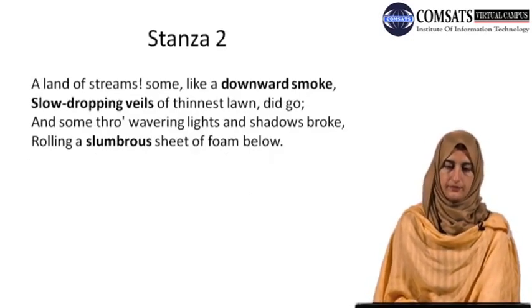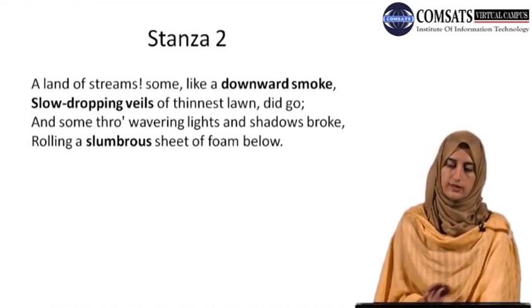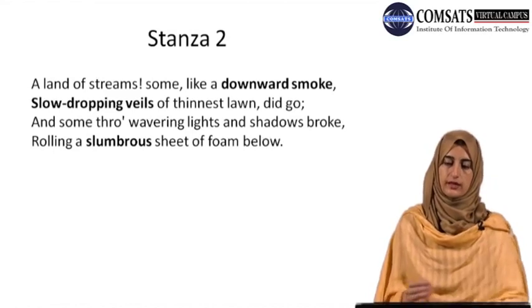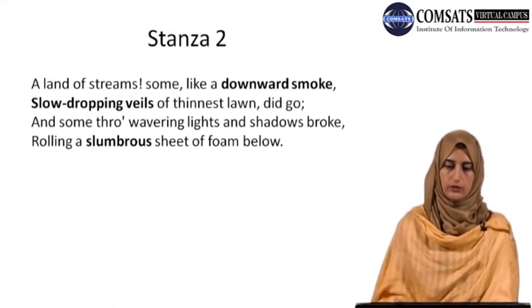In the next stanza, he says a land of streams. So he describes this country, this island, as a land of streams. He says everywhere we see streams, some like a downward smoke. Again he uses the same simile. Some streams are like the downward smoke, like this smoke going downward, or slow dropping veils of thinnest lawn.